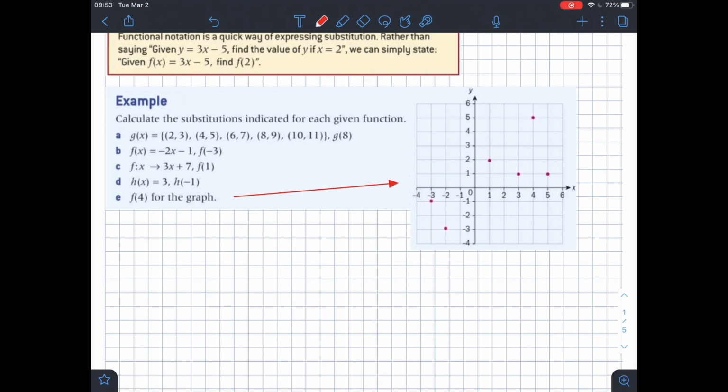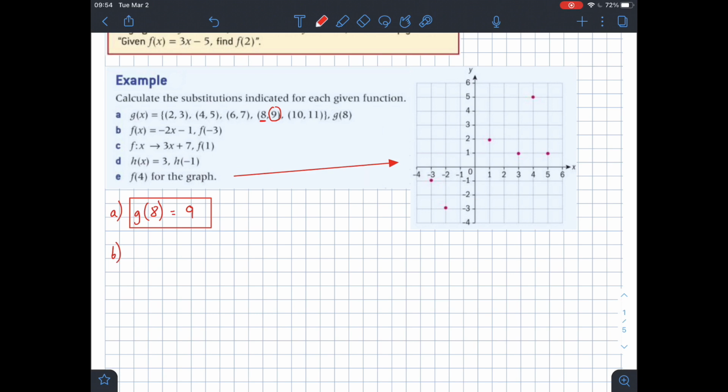It says, calculate the substitutions indicated for each given function. So we have this function g of x expressed in this way. G of x is the set of ordered pairs (2, 3), (4, 5), (6, 7), (8, 9), (10, 11). So if we want to find g of 8, basically what we're looking for is the value of y when x is equal to 8, right? And if we look for when x is equal to 8, the respective value of y is equal to 9, right? So for part A, we would say that g of 8, or the value of y when x is equal to 8, is 9, right? Directly like that.